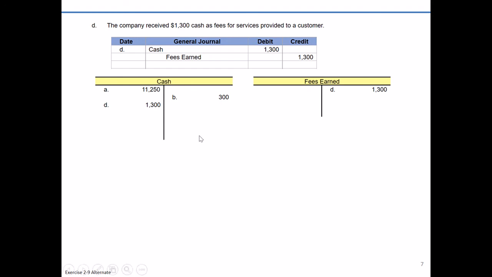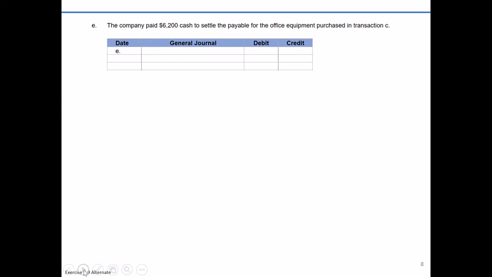So again, make sure you read through the transactions as you're working through these. Let's move on to our next transaction.